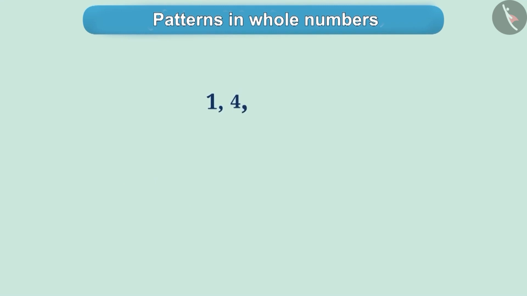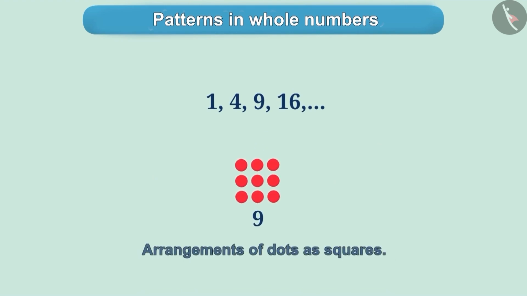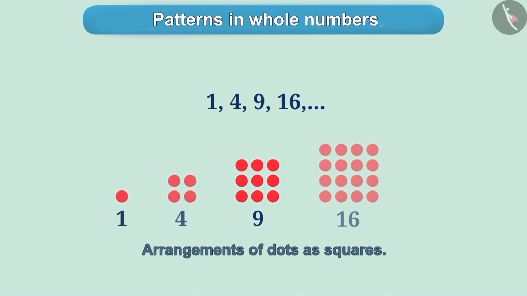If we look at any number in the given series 1, 4, 9, 16, etc., it can be represented as squares in an arrangement of dots. Therefore, these numbers are called the square numbers.